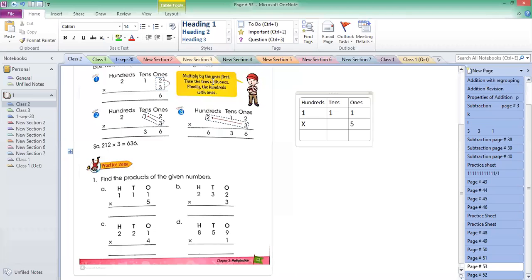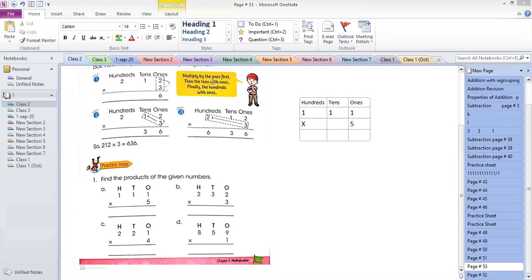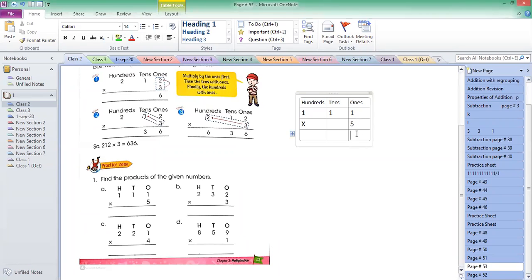So I will ask one by one to all of you, or some of the students. WW, can you hear me? Yes, WW. I need to multiply this 5. I will multiply ones first. 5 multiplied by 1 is equal to, multiply these two numbers, 5 and 1. 5. Very good.